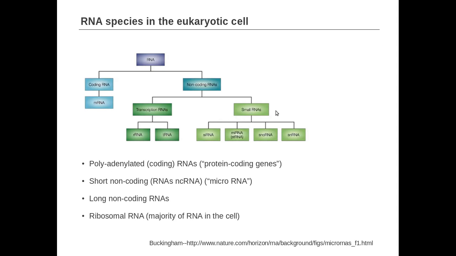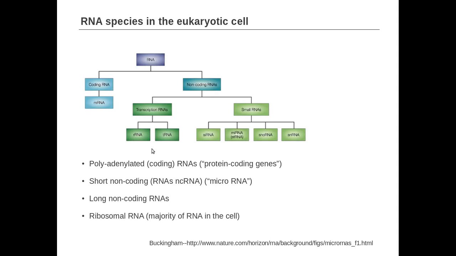So another thing about eukaryotic transcription is that we're not just talking about the transcription of protein coding genes, but there's a whole array of known RNA species in the eukaryotic cell. So what we talk about frequently when we're talking about genes is the message or messenger RNA, but other classes of RNA we call non-coding RNAs.